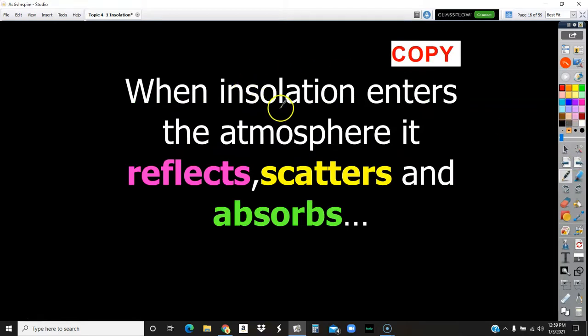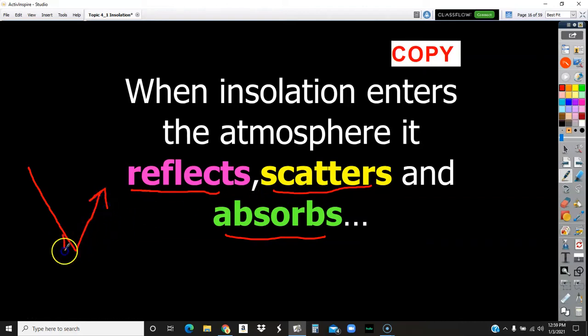So it says when insolation, again sunlight, enters the atmosphere, it can do one of three things. It can reflect, it can scatter, or it could be absorbed. Reflect means to bounce off, right? It'll come in and then bounce right back into space. Scatter means it kind of spreads out. It'll go in all different directions. Absorb means to take in, to soak it up.